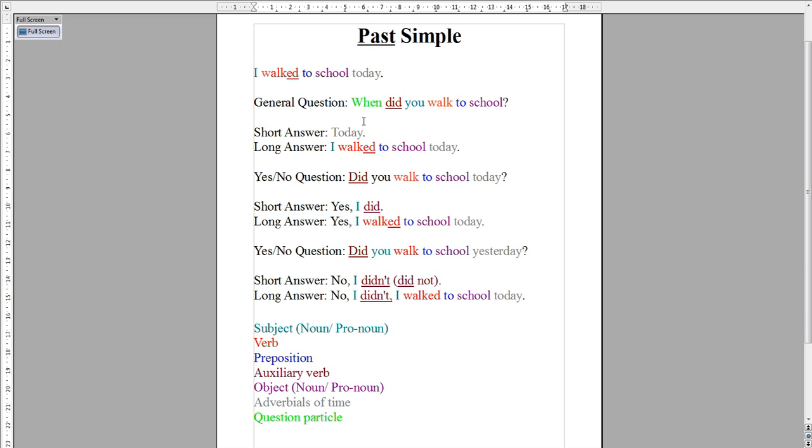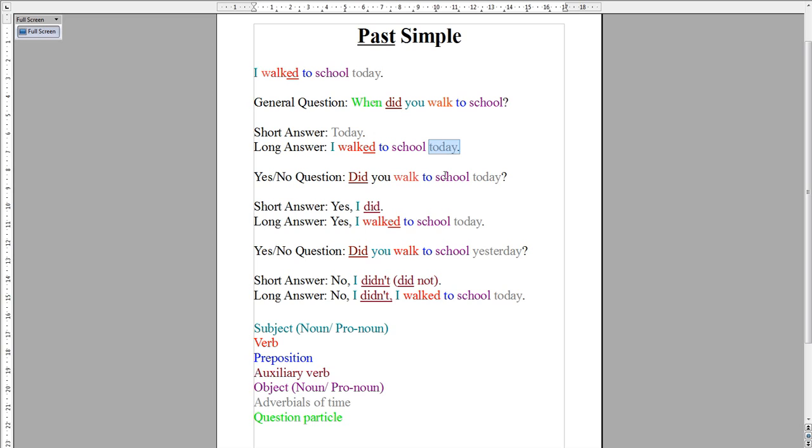The short answer is merely today, which is the missing piece of information from the statement, which is asked in the question when. The long answer is to retell the statement as it was. So it's literally to say, I walked to school today. It just repeats all the previous information and it gives the missing piece of information, today.